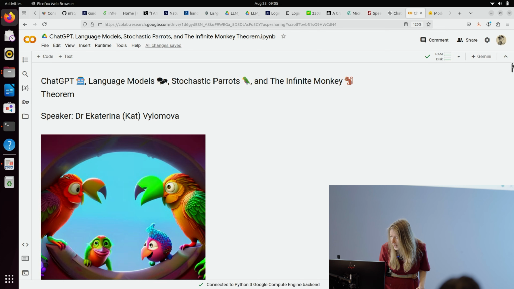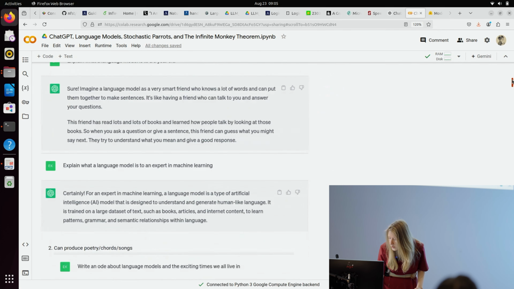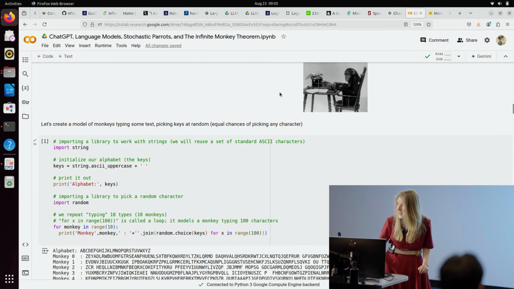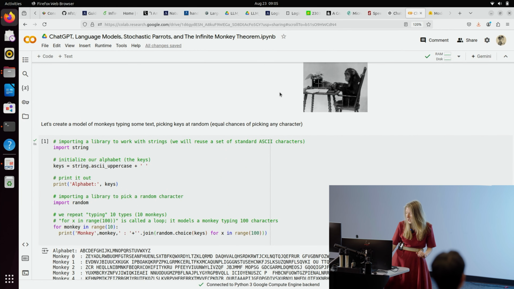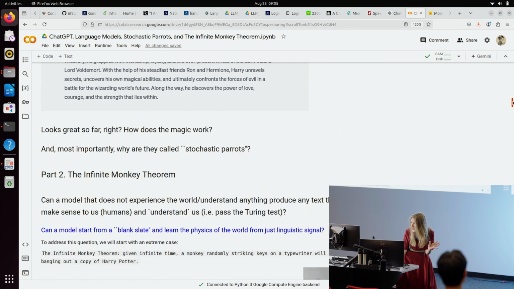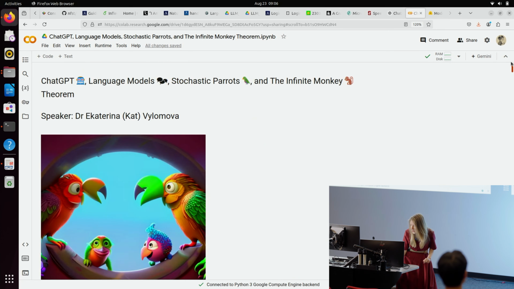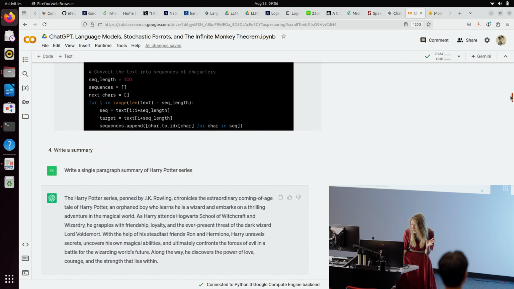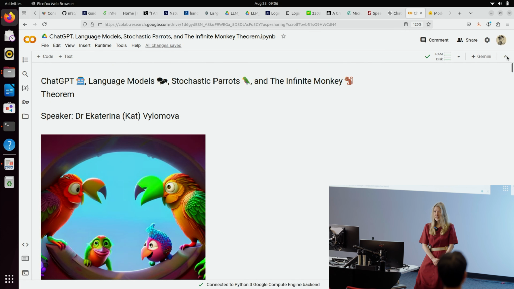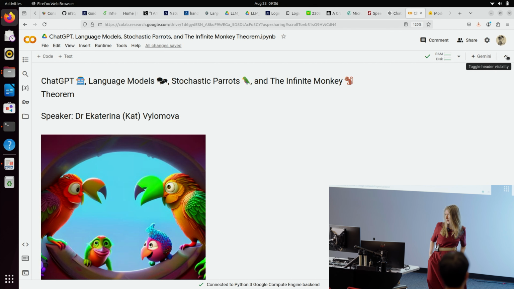What it allows us to do is put the code alongside the text and fancy images. So we can put in code blocks, we can have descriptions, and we can even insert equations there. And we can run this code on remote servers. The title of today's lecture is ChatGPT, Language Model, Stochastic Parrots, and the Infinite Monkey Theorem.